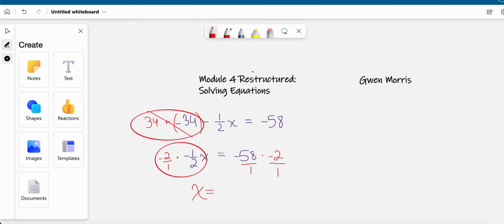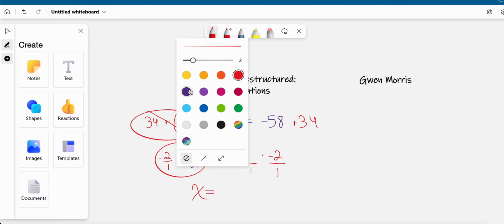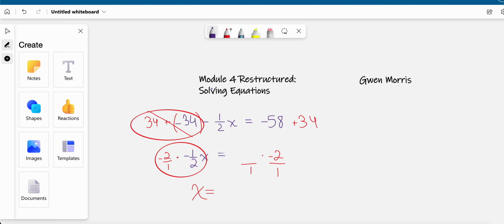I just noticed that I did not add the 34 back here. So we're just going to erase a couple things here. So this is going to be, I'm going to keep that. But instead of having negative 58 here, I'm really glad I caught this. I'm going to have negative 24. So it'll be negative 58 plus 34.